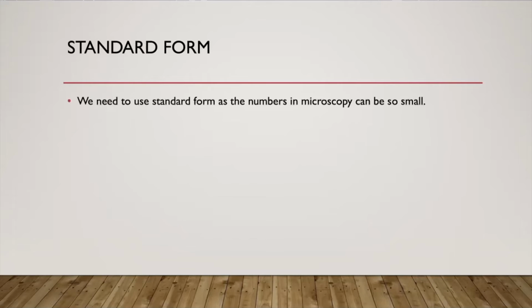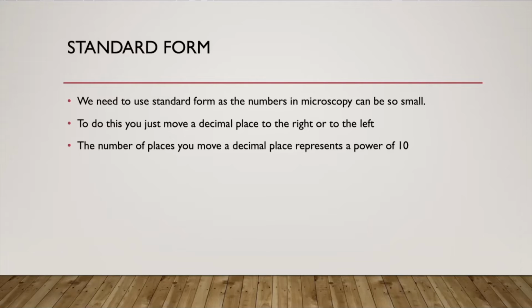Standard form. We need to use standard form as the numbers in microscopy can be too small. To do this, you just move a decimal place to the right or the left. The number of places you move a decimal place represents a power of 10. So what would 0.025 millimeters long in standard form be? So it's 2.5 times 10 to the minus 3. This is because we've moved the decimal place 3 times to the right.